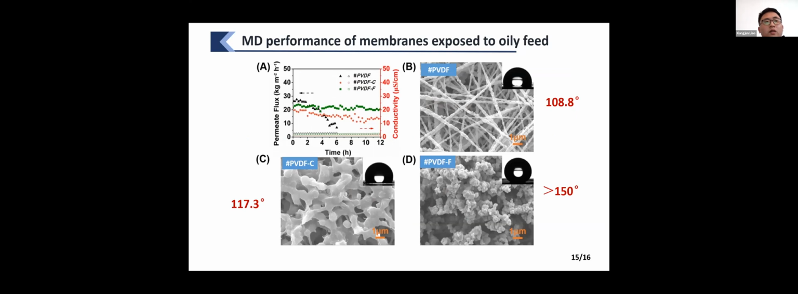We also used oily wastewater to verify the performance of the membrane, as shown in Figure A. Compared to the original and commercial membrane, the omniphobic membrane exhibits stable permeation flux and salt rejection rate. After the test, the water contact angle of the omniphobic membrane can still be maintained above 150 degrees. This demonstrates that the oil fouling resistance of the omniphobic membrane is also good.